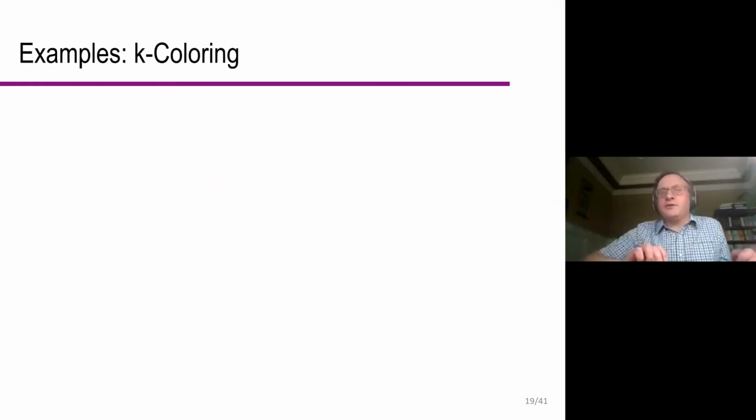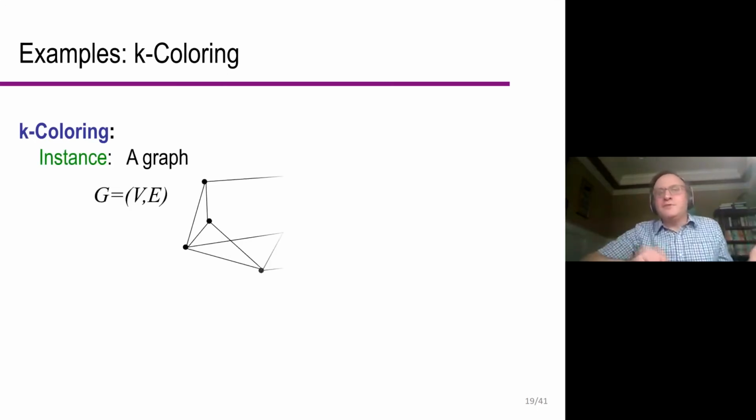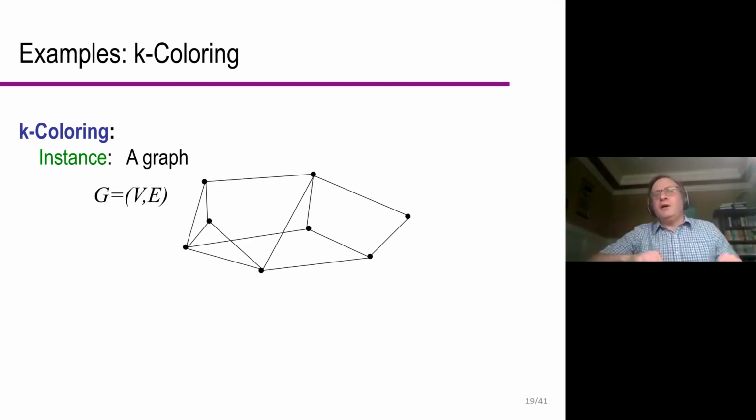Graph K coloring, for example. Another example of a CSP. Say, what is a coloring? Well, it's a graph, right? This is our graph. We have to assign one of the K colors to every vertex of the graph in such a way that adjacent vertices get different colors.